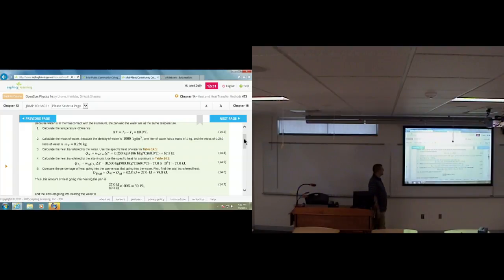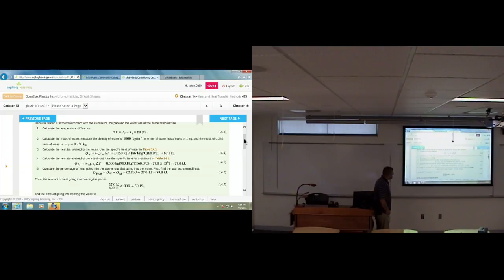So, first we calculate our change in temperature. It turns out to be 60 degrees, final minus initial. Then we calculate the mass of the water, 0.250 times 1,000 kilograms per meter cubed. 1 liter is 1,000th of a meter cubed, so it ends up being 0.250 kilograms. Then we calculate the heat transfer to the water by just plugging these things in. It turns out that the specific heat of water is 4,186 joules per kilogram degree Celsius, which is actually quite high. Water can hold a lot of heat. Well, it can have a lot of heat transferred into it, right? 4,186 joules for every kilogram that you have and every degree Celsius that you change the water.